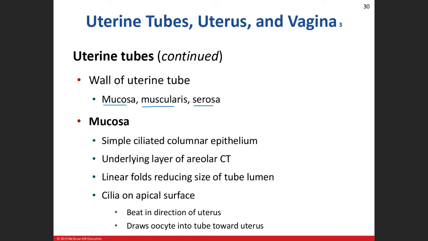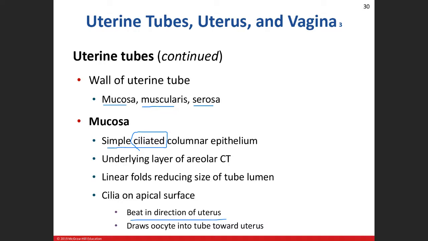Adventitia, yeah, okay. So the innermost layer, and we talked about this briefly in chapter 5 when we were talking about tissues, is going to be lined by simple ciliated columnar epithelium. The cilia are going to beat back and forth, and that's what's going to help to propel the oocyte towards the uterus. So it's going to be in the direction of the uterus here, all right?